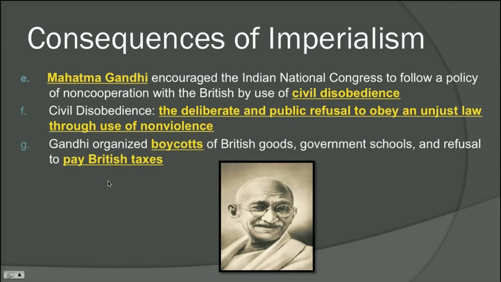So Gandhi's going to do a lot of different nonviolent protests. He's going to organize boycotts of British goods. He's going to organize boycotts of government schools. And he's going to tell the people to refuse to pay British taxes. After all, I mean, money talks. So it's an economic form of protest here. So those are some of the tactics that Gandhi uses.